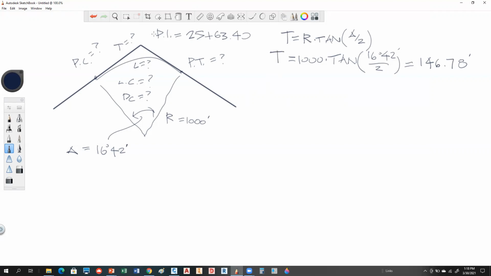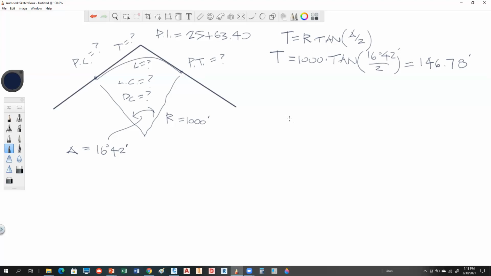So that's the distance that we would measure back from the PI to the PC, or from the PI to the PT. If we were laying out this curve in the field, we might need that number because we may have the PI and the back tangent location, but we don't know where the curve starts or stops. So this would be the number that we could use to lay that out with. Okay, is everybody good with that?